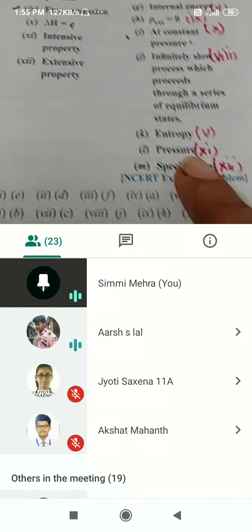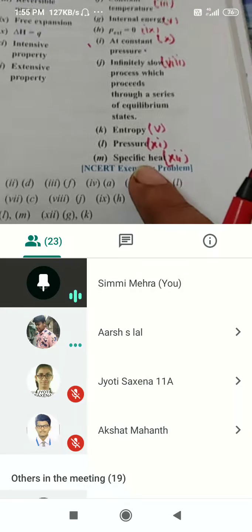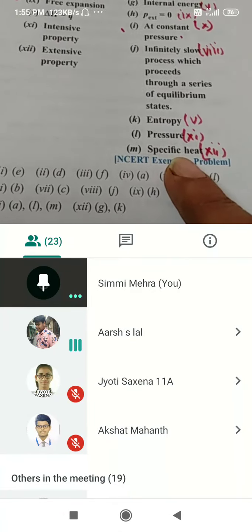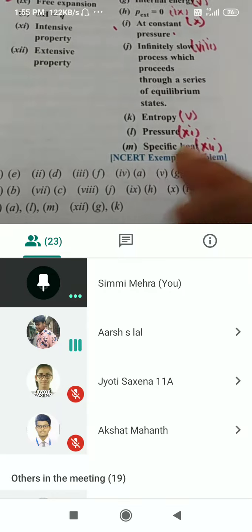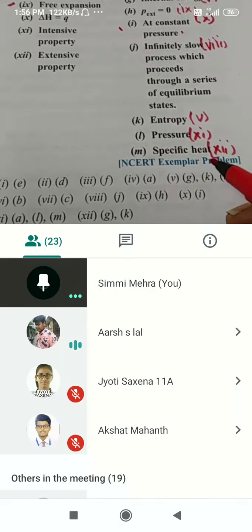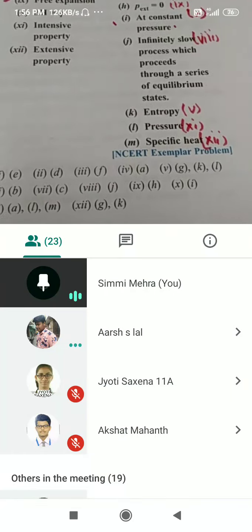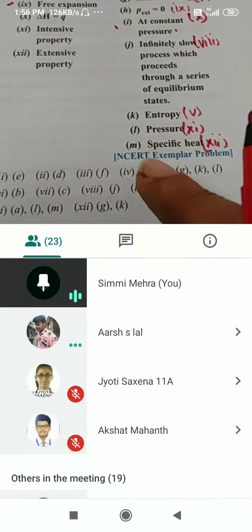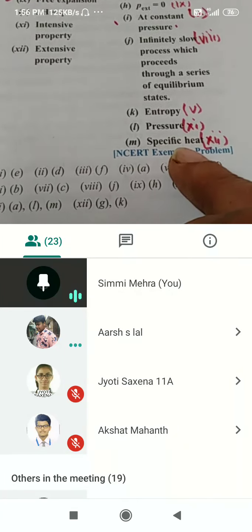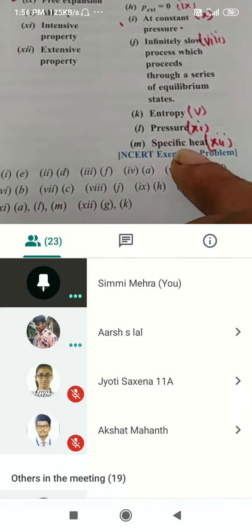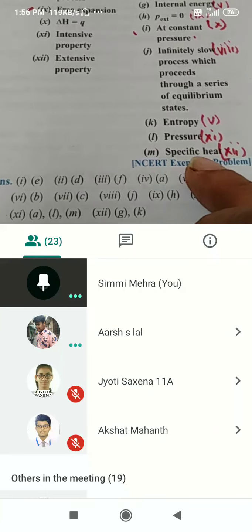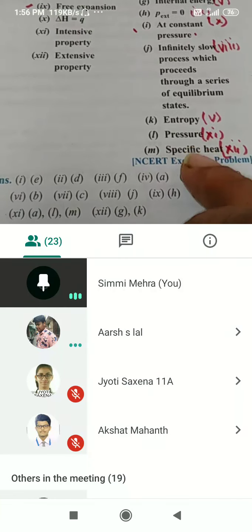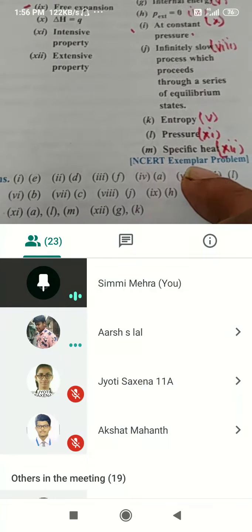Yeah. It is M into C into delta T. So for this thing, if you have to match, then it has to go like this. But specific heat is going to be dependent on number of moles because mass is there and mass is dependent on number of moles. Okay. So this is going to be intensive property.